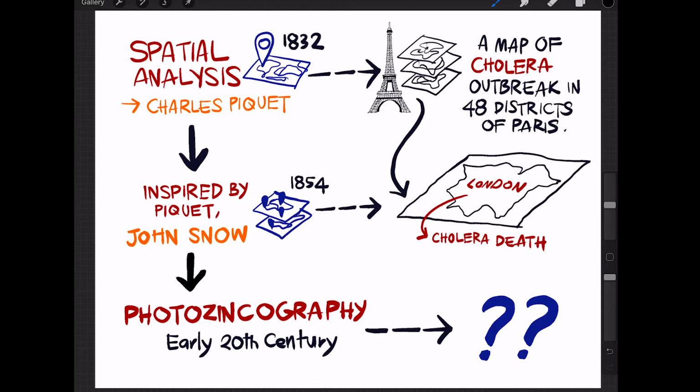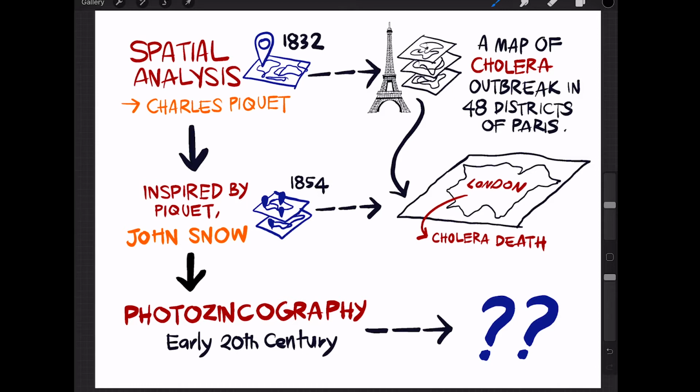Spatial analysis was pioneered by Charles Piquet in 1832. Charles Piquet was a Frenchman who invented spatial analysis to create a map of the cholera outbreak in 48 districts of Paris. Like what we have now is COVID, cholera is also a disease that spread throughout Paris at that time. So Piquet wanted to have compiled information about that outbreak in 48 settings of Paris, and he came out with spatial analysis in the form of maps.